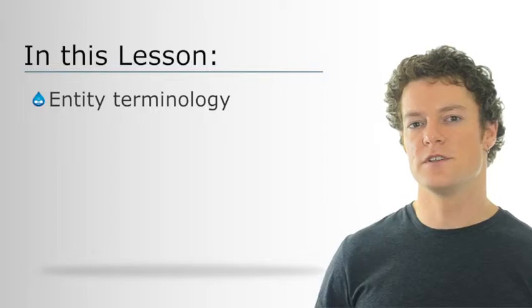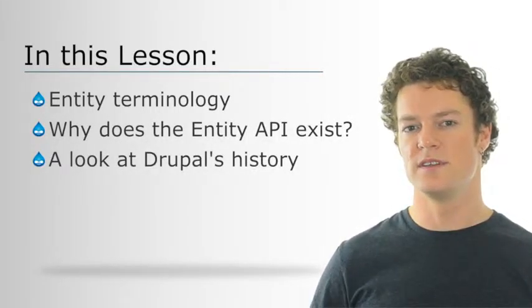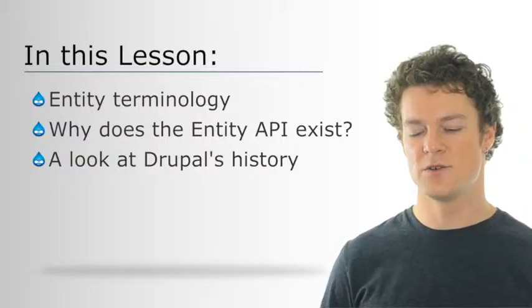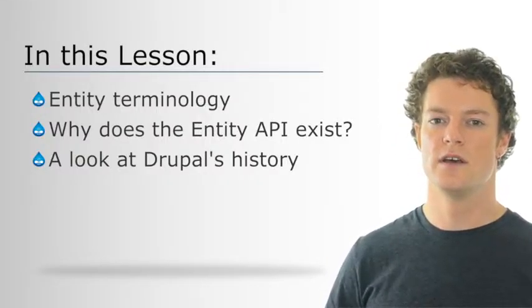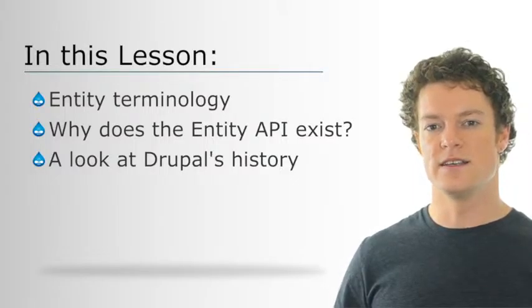One of the things that's challenging about learning the Entity API is all of the terminology you need to understand first. In this lesson, we're going to go through a bunch of different terms: entity type, bundle, field, property, and even entity itself, and try to understand what each of those things mean. We're also going to take a little bit of a look at why the Entity API exists.